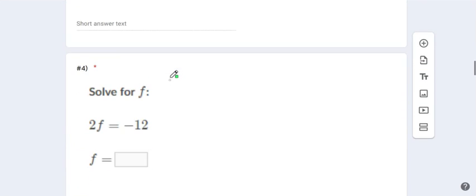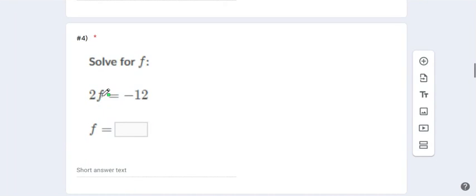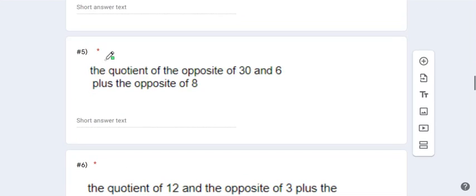So here number 4, very similar to number 3, 2f equals negative 12. So 2 times what number is equal to negative 12? Again, undo this multiplication by division. You would divide both sides by 2 to get your answer.